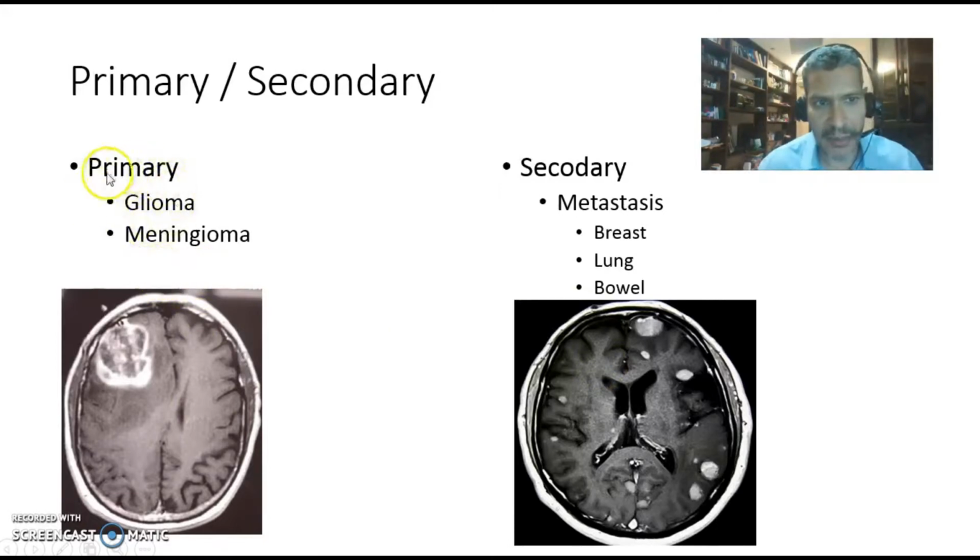Primary brain tumors are any brain tumors that originate from the brain parenchyma themselves, and they could be malignant, like the gliomas, which could be high grade, or they could be benign, like meningiomas, schwannomas, or pituitary adenomas.